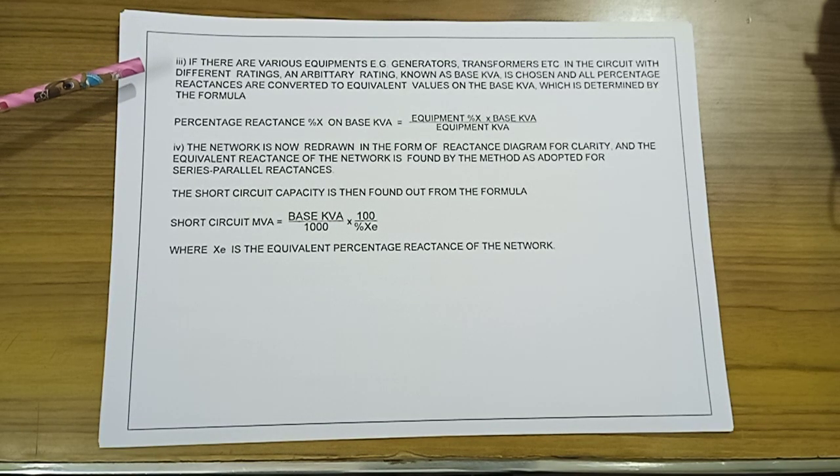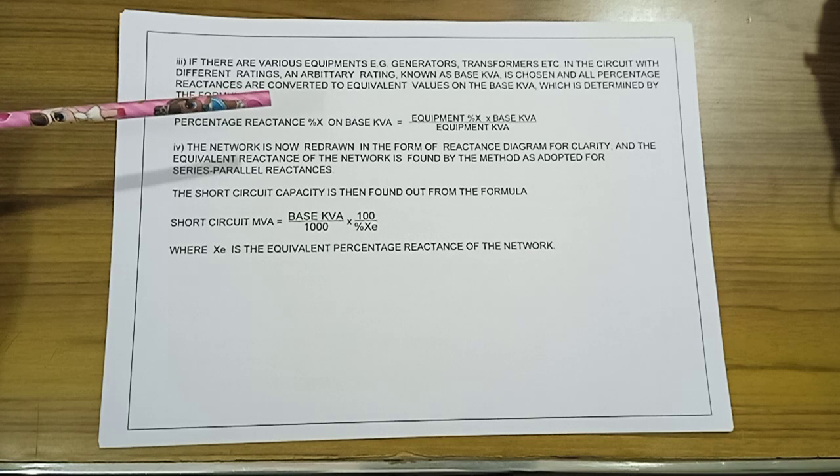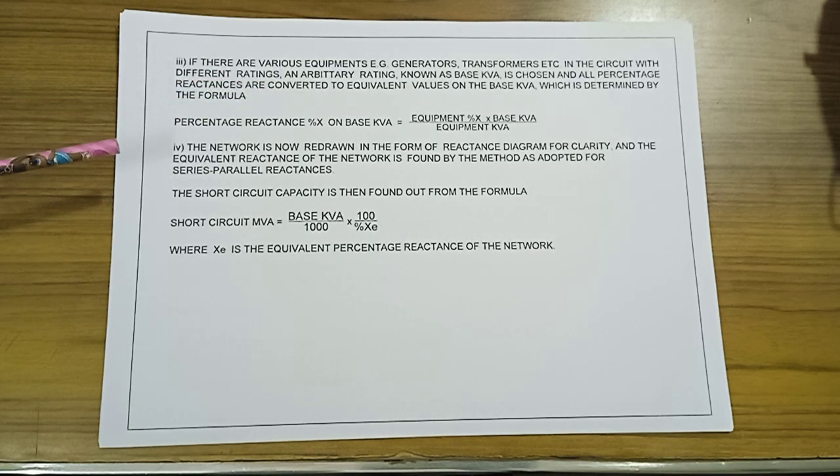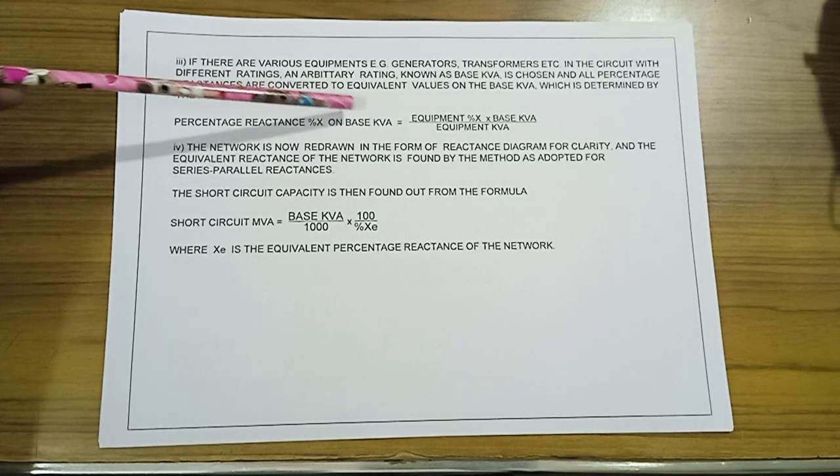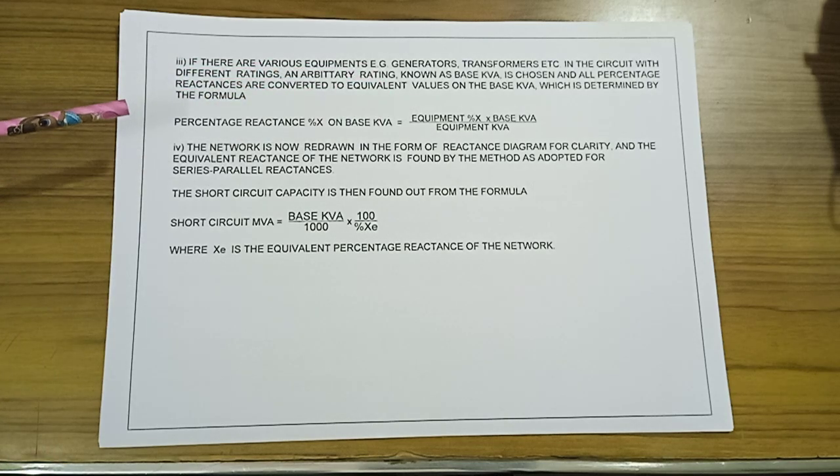If there are various equipment, for example generators, transformers, etc., in the circuit with different ratings, an arbitrary rating known as base kVA is chosen and all percentage reactances are converted to equivalent values on the base kVA, which is determined by the formula: percentage reactance on base kVA is equal to equipment percentage reactance into base kVA divided by equipment kVA.